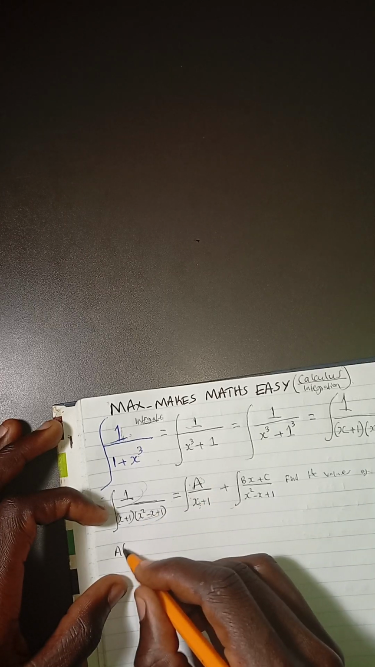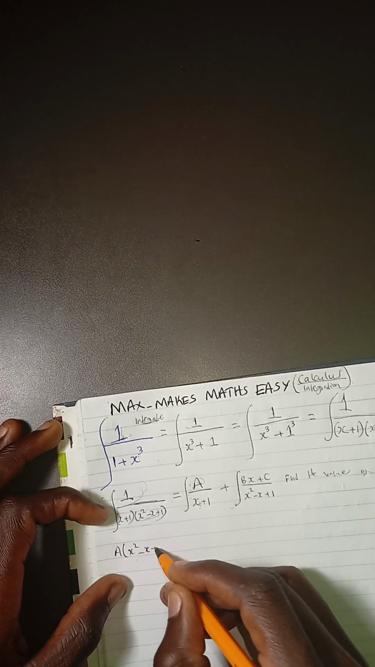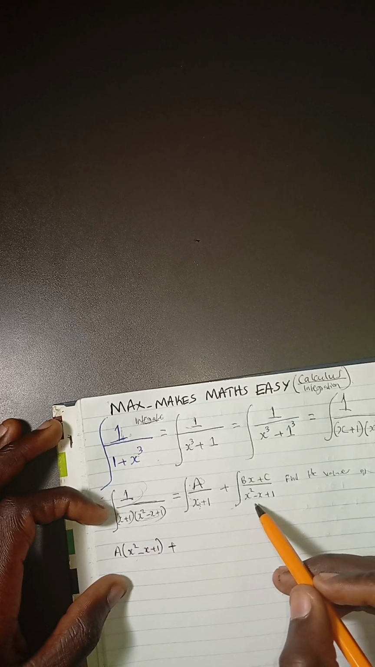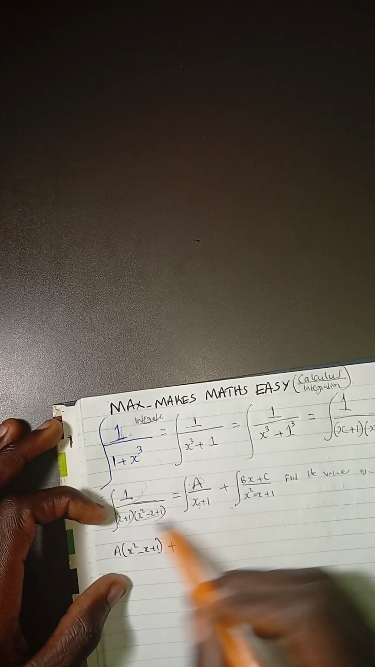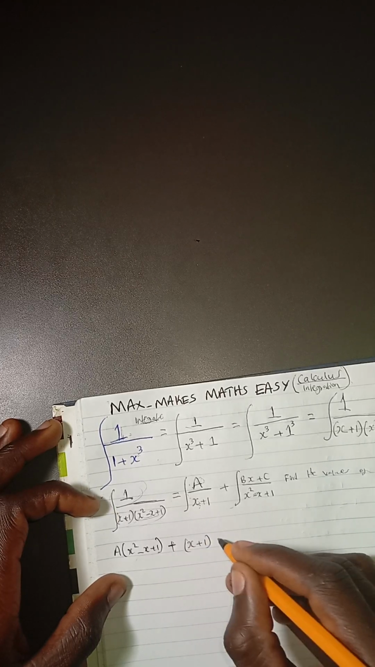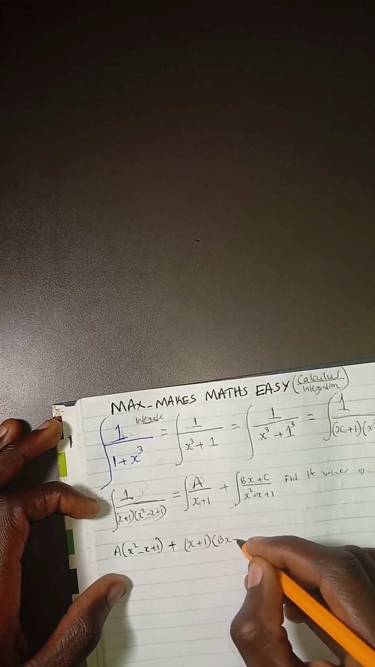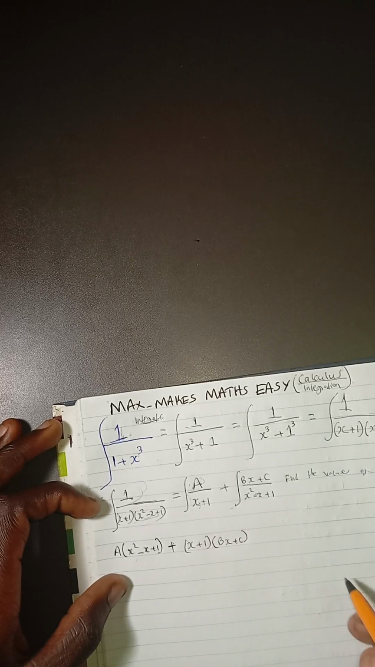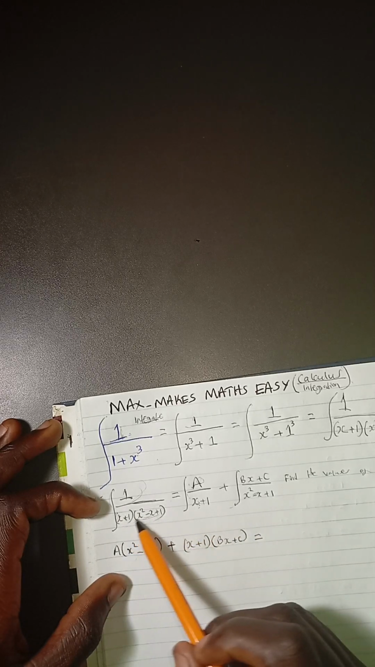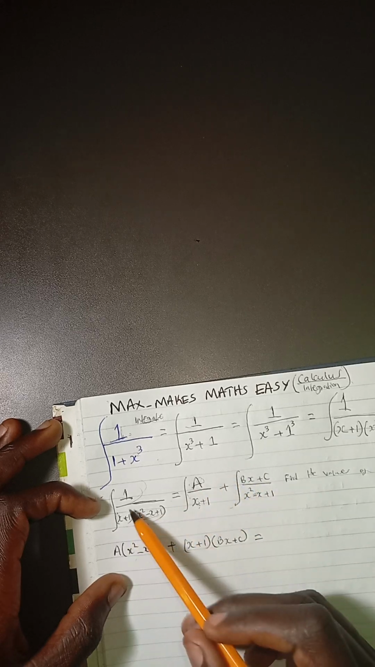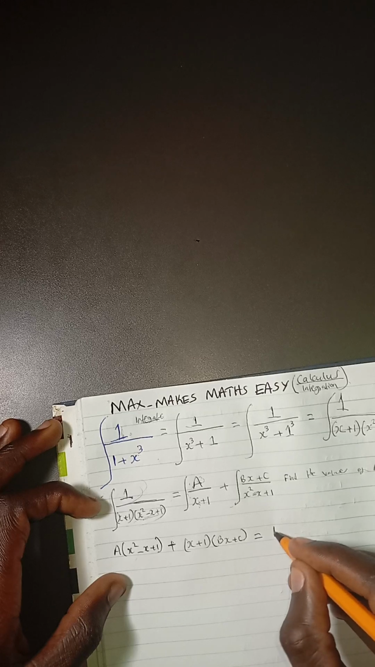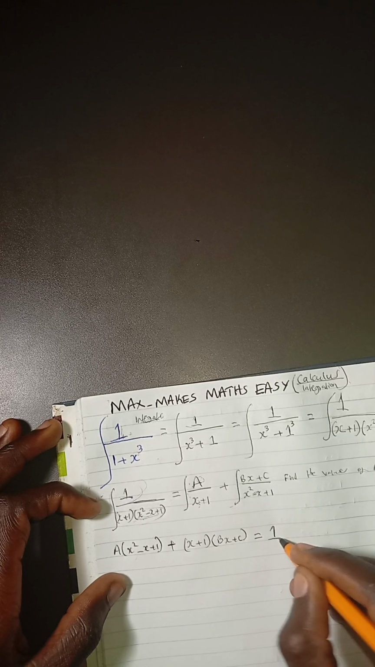That will be a into x squared minus x plus 1. Then we say plus, how many times does this go here? It goes here x plus 1 times. So we say x plus 1, then we multiply it by bx plus c, then we equate it to this. Even here we will say how many times does this go here. It goes here 1 time. So we take 1 multiplied by 1, then we equate it to 1. I hope you have understood there.